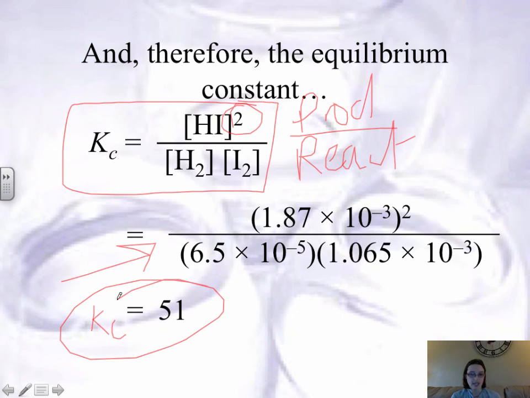Now, what does that mean? Well, Kc is much greater than 1. So because Kc is much greater than 1, our forward reaction is the one that's most likely going to occur. This helps because this tells chemists which reaction we should expect. Should we expect the forward? Should we expect the reverse?